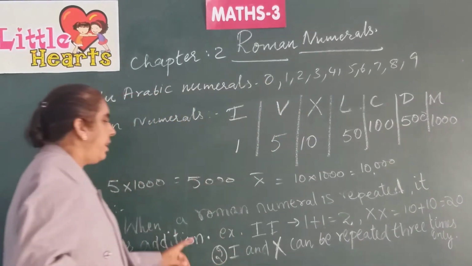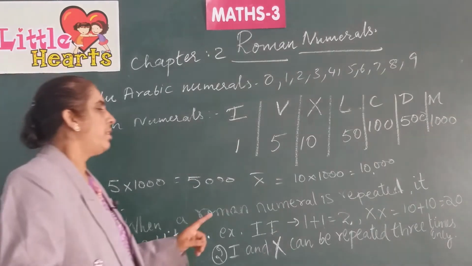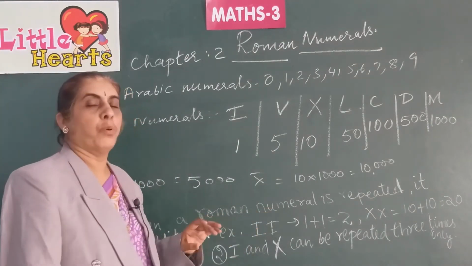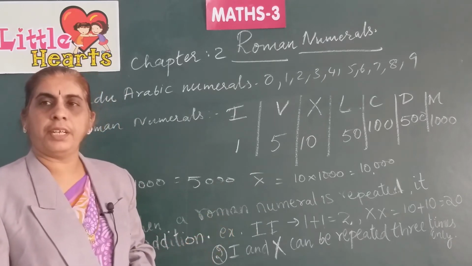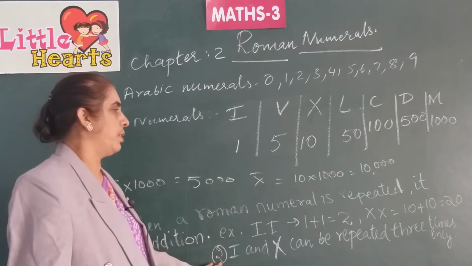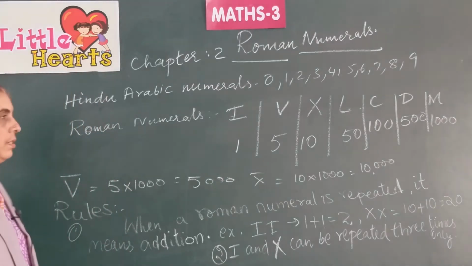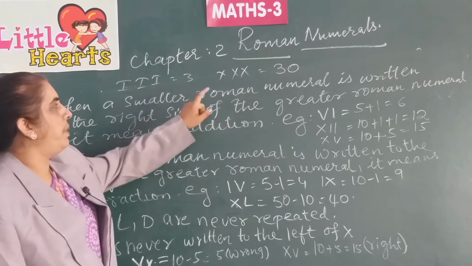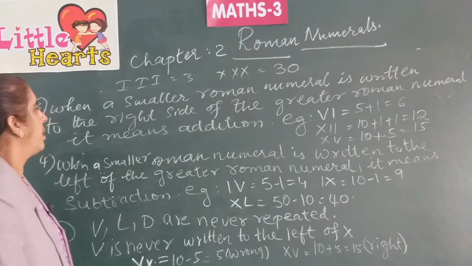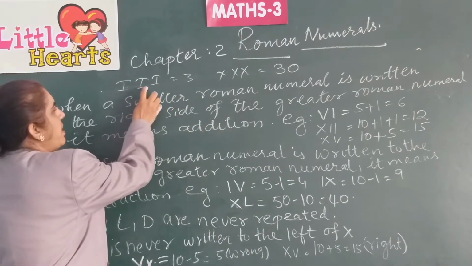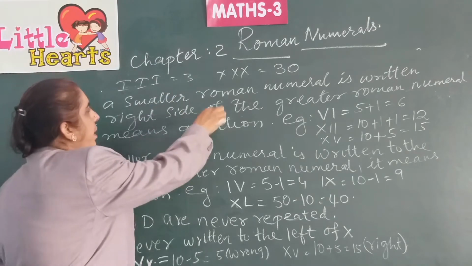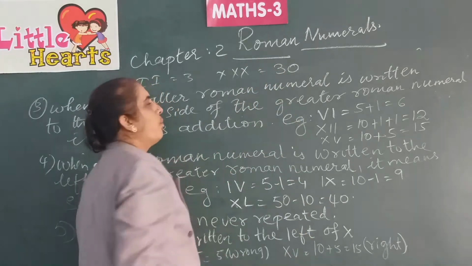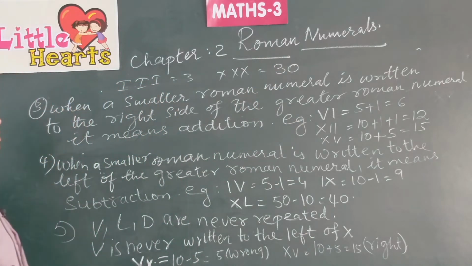And I and X can be repeated 3 times only. We cannot repeat I and X more than 3 times. Up to 3 times we can repeat those. So III, 1 plus 1 plus 1, is equal to 3. XXX, 10 plus 10 plus 10, is equal to 30. We can't repeat these 2 more than 3 times.